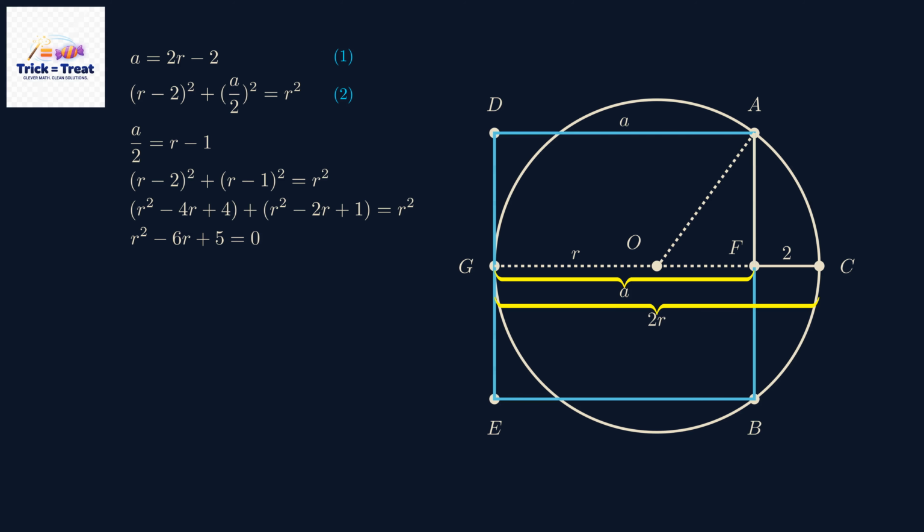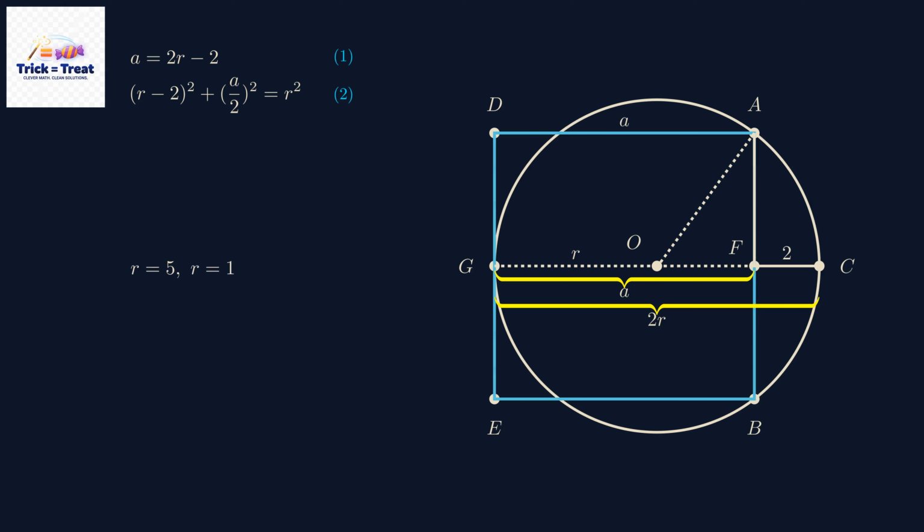We can factor this easily. (R minus 5)(R minus 1) equals 0. This gives us two possible solutions for the radius, R equals 5 or R equals 1. Let's look at the first case. If the radius is 5, we go back to our equation 1. A equals 2R minus 2. A equals 2 times 5 minus 2. We get A equals 8. The question asks for the area of the square. If the side is 8, the area is 64, and there is our primary answer.